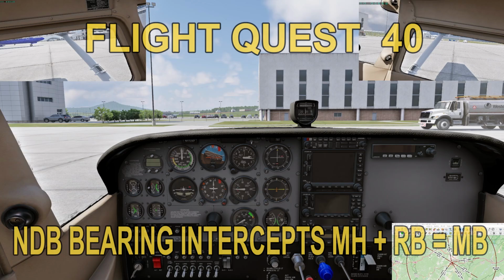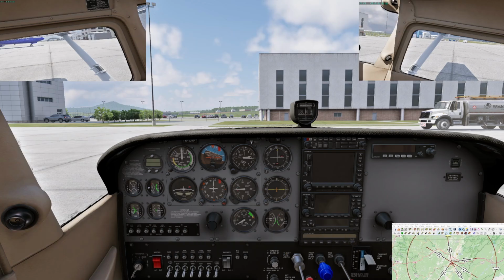What does magnetic heading plus relative bearing equal? Equals the magnetic bearing to the station. If we want to know what bearing from the station is, we can look at the reciprocal of that. If we total up those two numbers, magnetic heading and relative bearing, and they equal more than 360, well, obviously we'd have to subtract 360 from that sum to get our bearing to the station. Let's take a look at some of that.